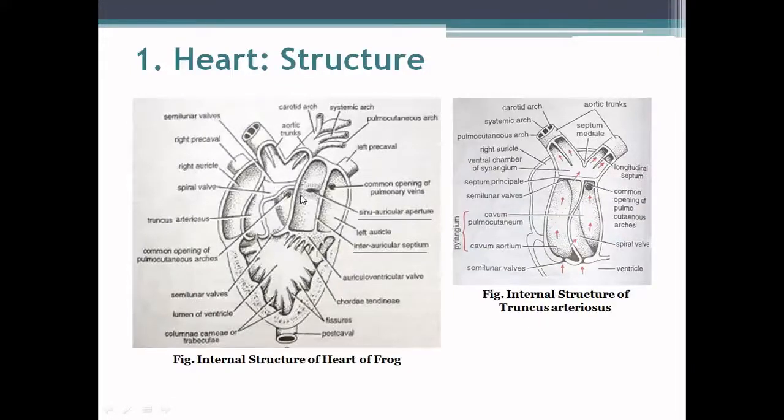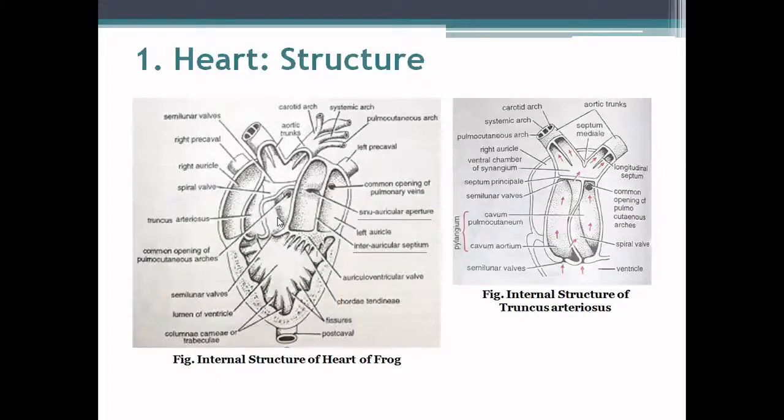Both the auricles open into a single ventricle by auriculoventricular aperture, which is guarded by two pairs of flap-like auriculoventricular valves. The next chamber is ventricle, which has thick muscular and spongy wall, as you can see in the picture. The inner surface has irregular strands or ridges called columnae carneae or trabeculae with depressions called fissures. These reduce the cavity of the ventricles.